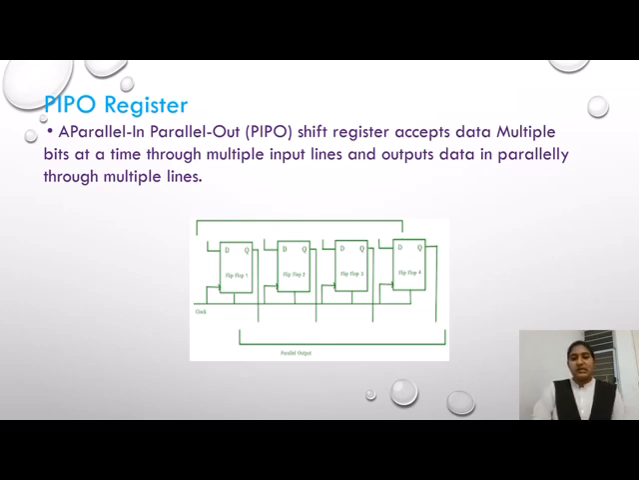The shift register accepts data multiple bits at a time through multiple input lines and outputs data parallelly through multiple lines. This is the logic gate. And here we can see this is free in air for every flip-flop, and the clock is connected to each flip-flop. Here one end is free in air and another end is connected to the clock in every flip-flop. This is also a D flip-flop.